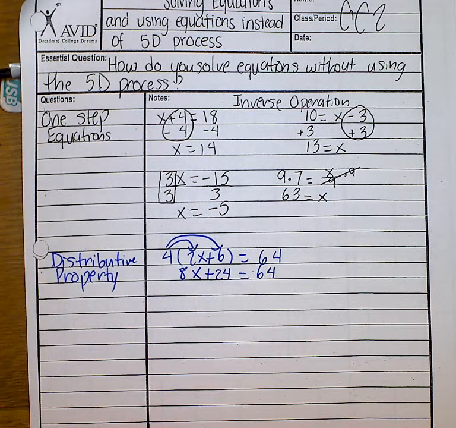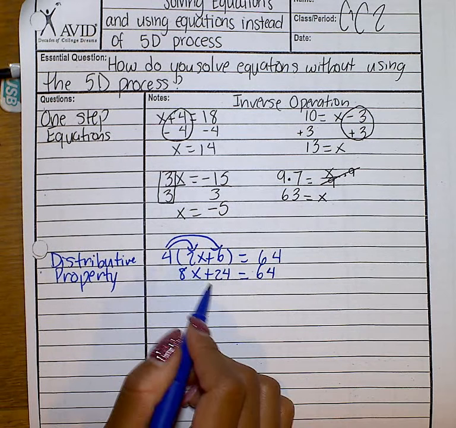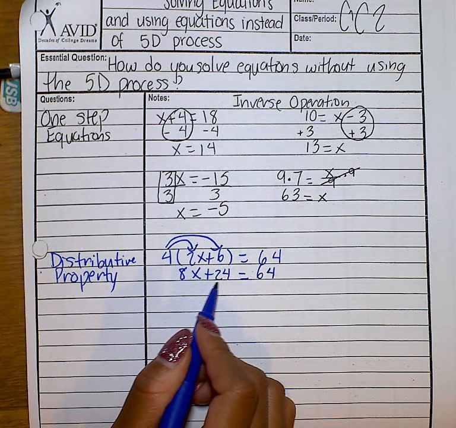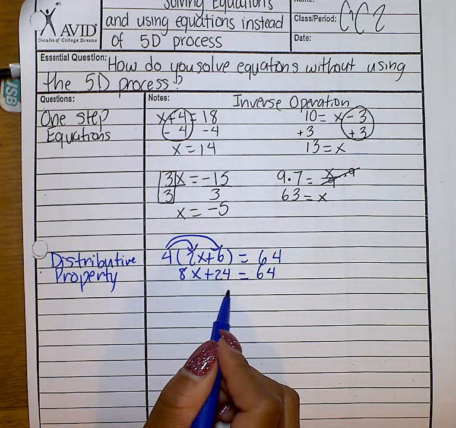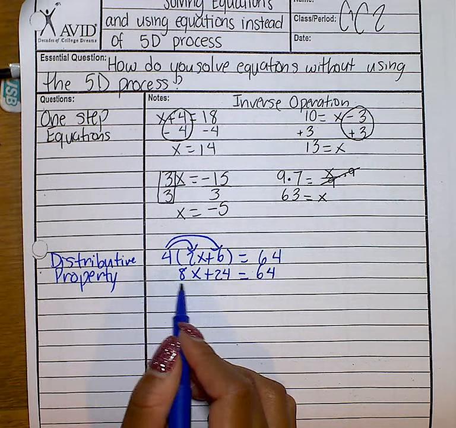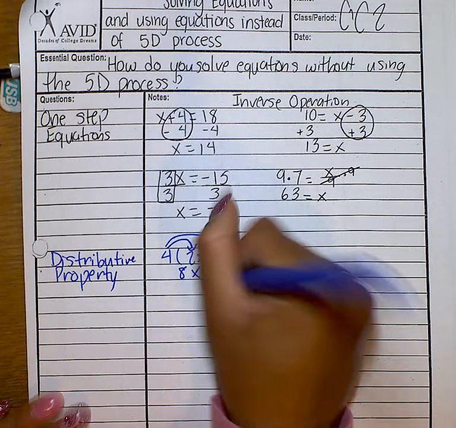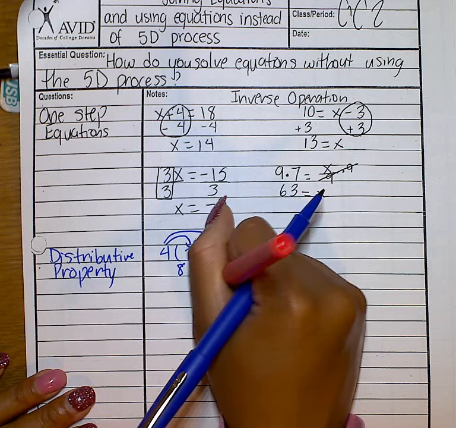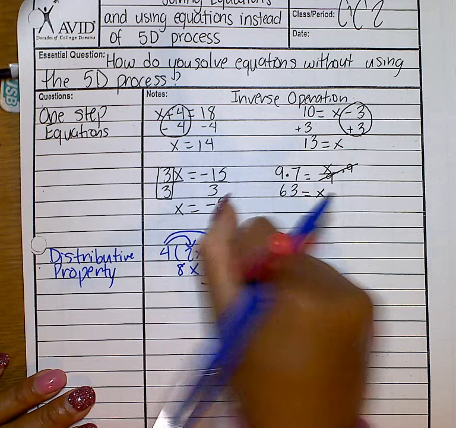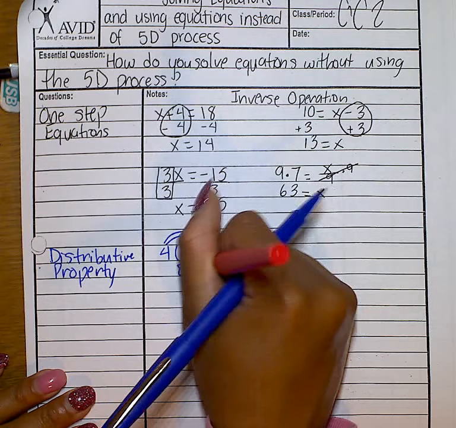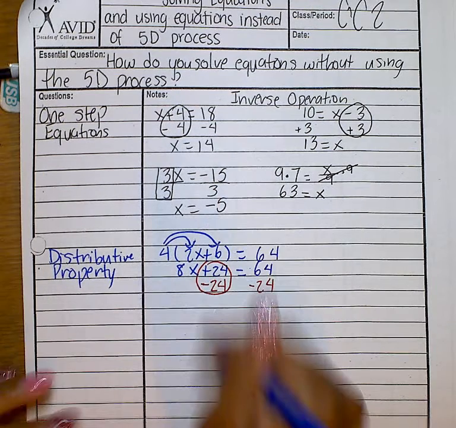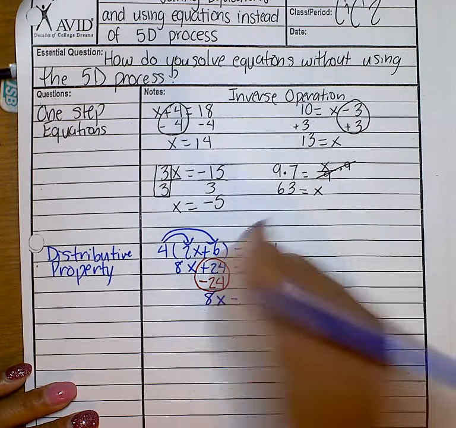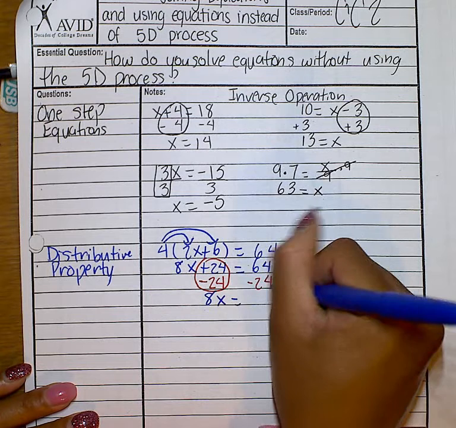So now we want to get x alone, and in order to do that, we need to first get rid of the adding 24 first, because we got to get rid of the things that are further away from x, and then we can deal with the 8. So in order to get rid of this, I'm going to use the inverse operation, subtract 24 on both sides, and then this makes a zero pair. So then on the left side, I'm just left with 8x equals 64 minus 24, which is 40.